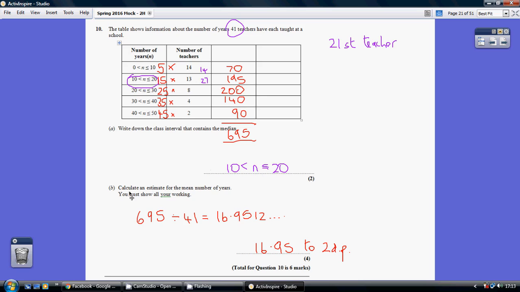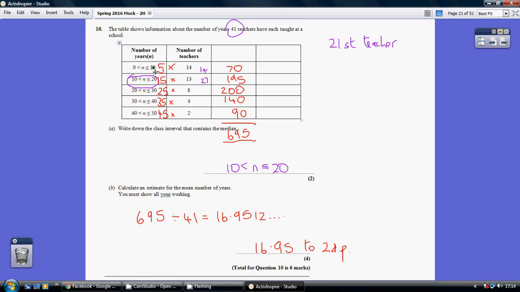Now, part B, calculate an estimate for the mean number of years the teachers have worked. You must show all your workings. So the reason this is an estimate is we have to make an assumption. We know that 14 teachers have worked for between 0 and 10 years. We don't know how long they've worked for. They might all have only been working a week.